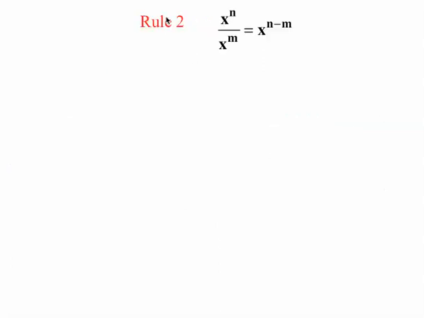So rule number 2 is when you have x to the n divided by x to the m, subtract the exponents, and put your answer where the largest exponent was. If the larger one's on the top, just leave your answer on the top. So if n in this case is bigger than m, if the larger exponent was on the top, you leave your answer on the top.